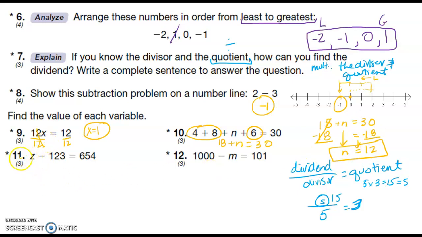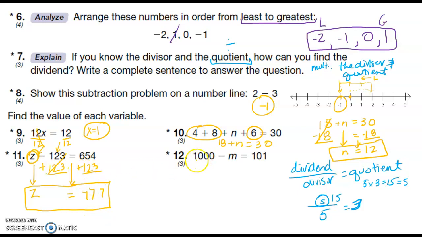Okay. Number 11, z minus 123 is equal to 654. So I saw earlier in my starred problems that if the variable is in the second place, I subtract. But if it's in the first place, like it is here for number 11, I add. So I'm going to add 123 to both sides, because subtraction and division are a little bit tricky. This goes away, my equals comes down, and I get, let's add this, 777.